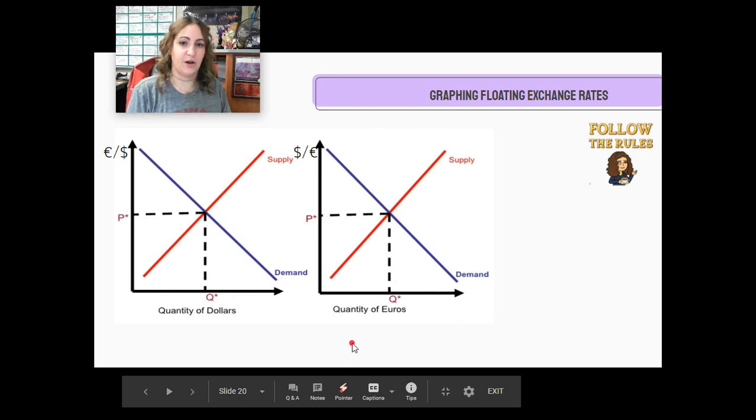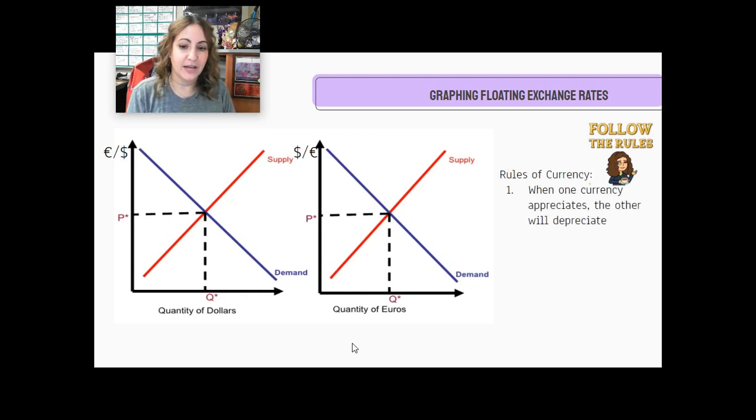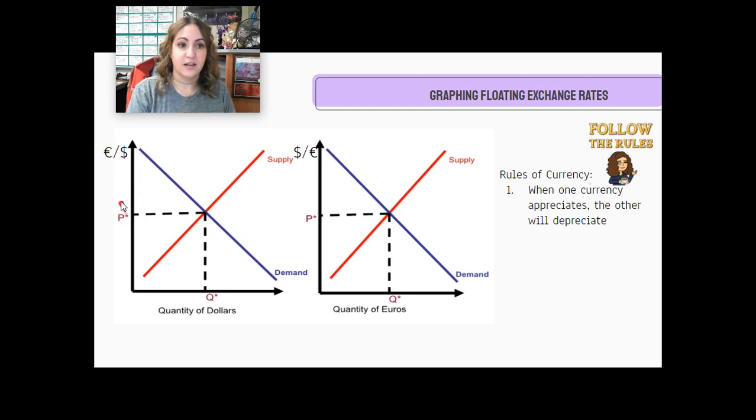So the good thing about a currency graph is there are very specific rules. And if you follow the rules, you can't go wrong. So you can always go back at the end of the problem and ask, did I finish it? Did I do it correctly? And there are 3 rules. And if you follow these 3 rules, you will always get the right answer. First rule is when one currency appreciates, the other currency will depreciate. So how you know a country's currency is appreciating is if the price is going up. You see on the y-axis, that's the price. So dollar over euro, euro over dollar, if your equilibrium price goes up, the other graph will have it go down. So if you have 2 graphs and both the price levels went up, you did something wrong. One currency will appreciate while the other currency will depreciate.